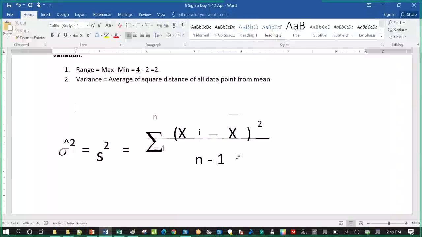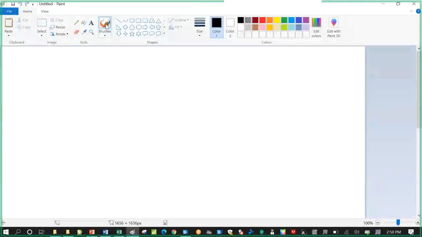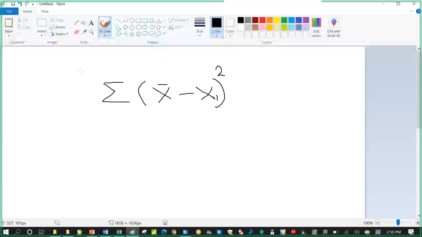I'll explain that. So variance: average of square distance of all data points from mean. I'll also write it here. So first you will say sum of (x bar minus x1) whole square, divided by how many data points? N minus 1.